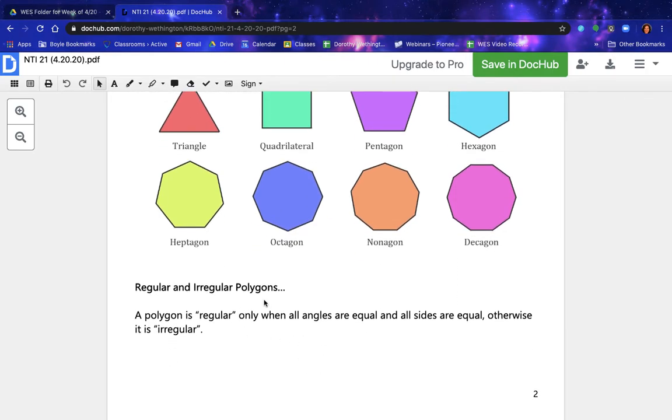Regular and irregular polygons. A polygon is regular only when all angles are equal and all sides are equal. Otherwise, it is irregular.